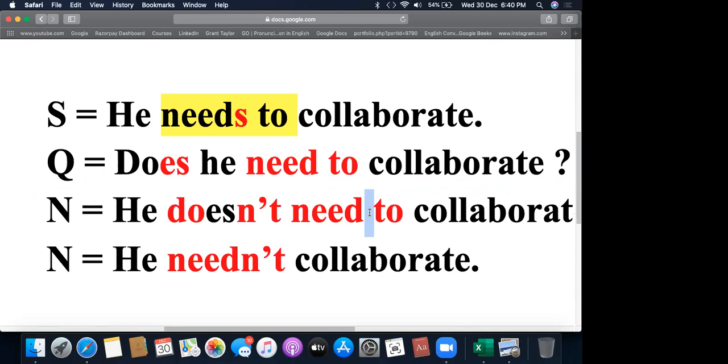Yes. He needs to stay home. Does he need to stay home? He doesn't need to stay home. Very good. She needs to get the appointment. Does she need to get the appointment? She doesn't need to get the appointment. Good.